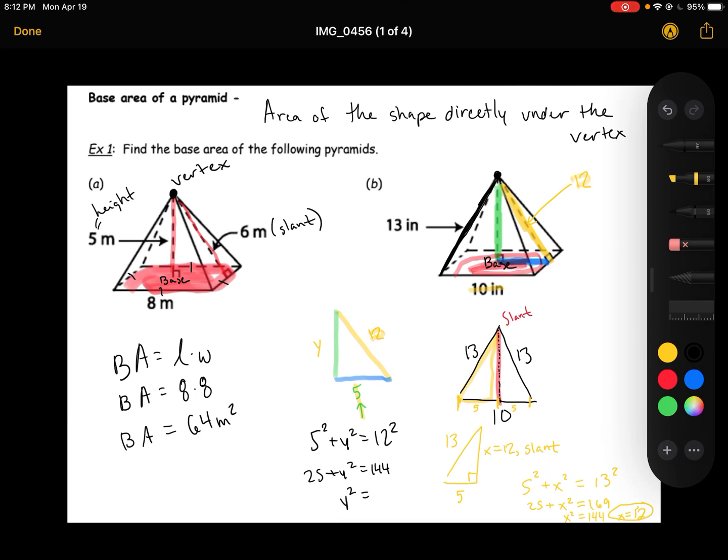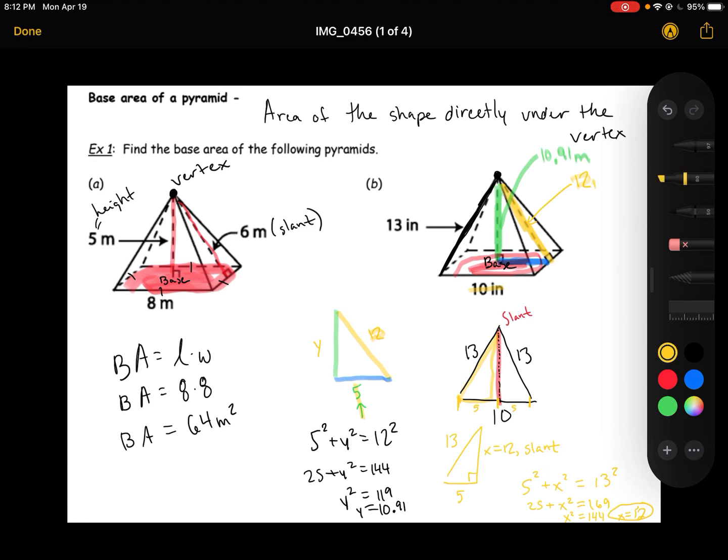We'll get 5 squared plus y squared equals 12 squared. 25 plus y squared equals 144. We'll get y squared, subtract 25 from both sides. So 144 minus 25 now is going to give us 119. Then we're going to need to take the root of that to get to our answer. So in this case, the root of 119 equals 10.91.